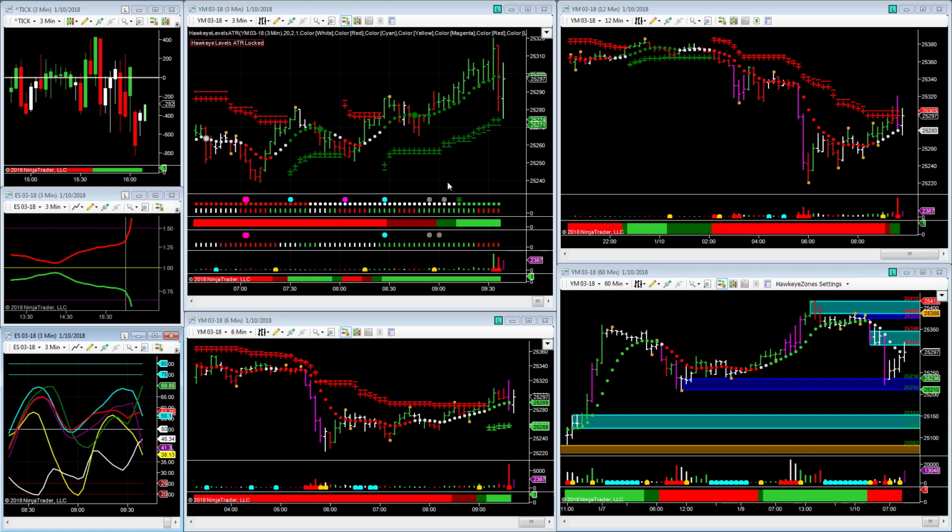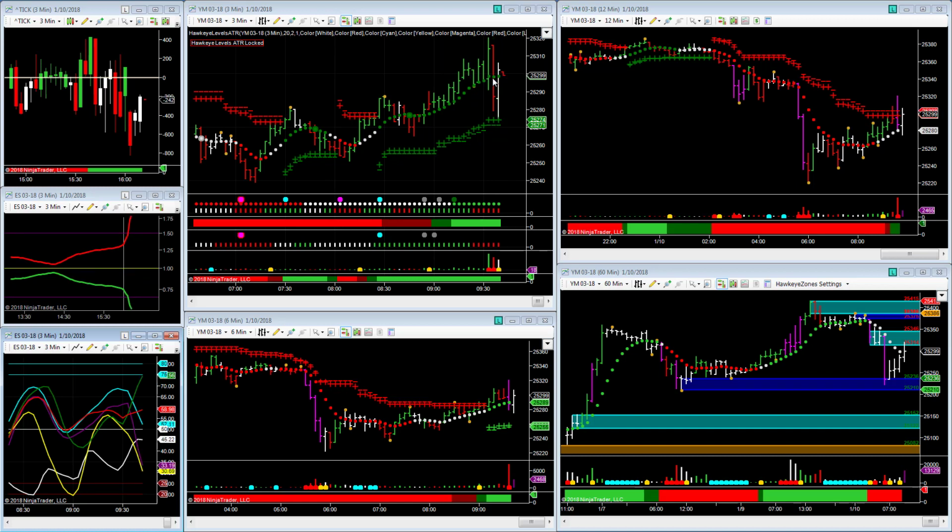The indicators that I'm using right now, we're looking at the Hawkeye trend. The Hawkeye trend is a tool that identifies the direction of the trend based upon color. So a green trend dot identifies an uptrend. A red trend dot identifies a downtrend. White trend dots are neutral. They're saying that the trend is not strong enough to be identified up or down.